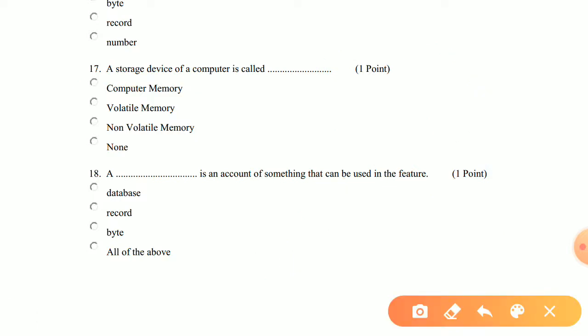Now 18th one, C. A dash is an account of something that can be used in the future. Yes, so the answer for 18th one is your record. We make records, yes, so that we can avail them in the future. So that is why the answer is B part.